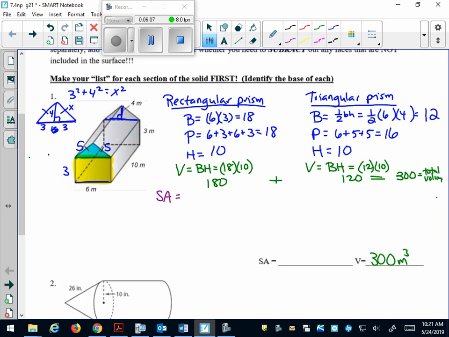Okay, so let's talk about surface area. This one, remember, we said is a little bit more complex when we've got the solids stuck together, because where they're stuck together is not actually part of the surface, right? It's kind of stuck inside instead of on the surface.